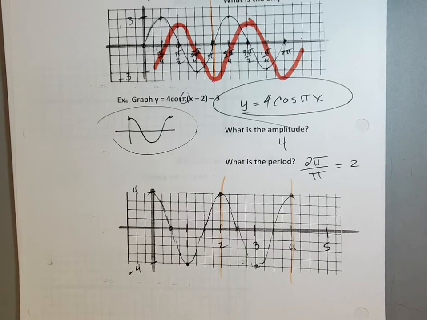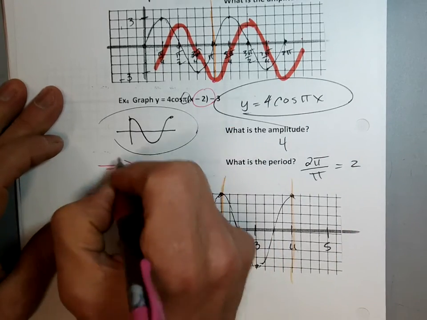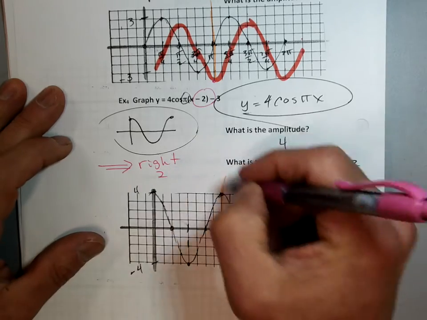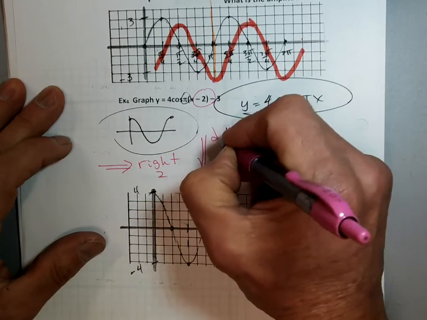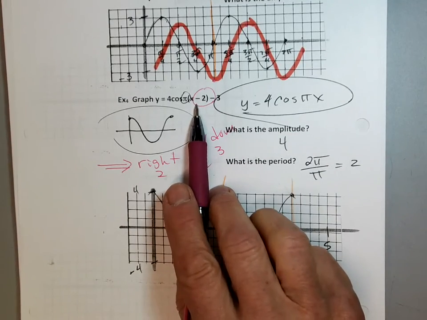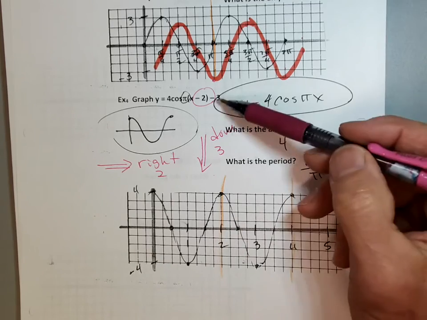Now, let's move it. How are we going to move it? I'm going to take it and move it to the right 2, and we're going to move it down 3. It's the opposite of the sign, right? So we're going to go to the right 2. So every important point is going to go to the right 2 and then down 3.